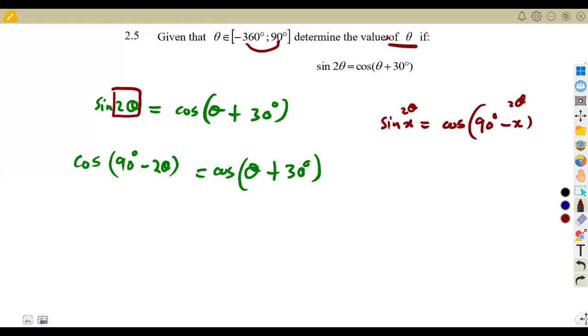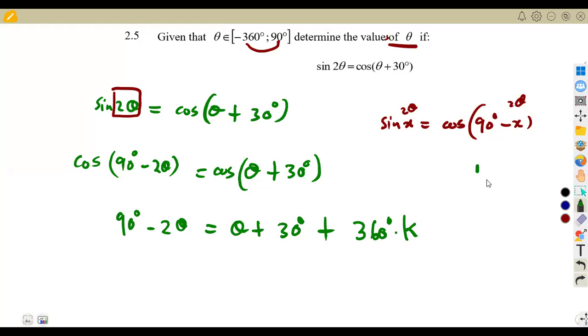Once you have this, you can equate these two. But you don't just equate. This side you're going to take as it is: 90 degrees minus 2 theta is equal to, on the other side, theta plus 30 degrees. Then you add 360 degrees times k for our general solution. For a cos and for a sine, you add 360 times k. For a tan alone it is 180 times k. Where k represents all of the integers that we can think about, positive or negative whole numbers.